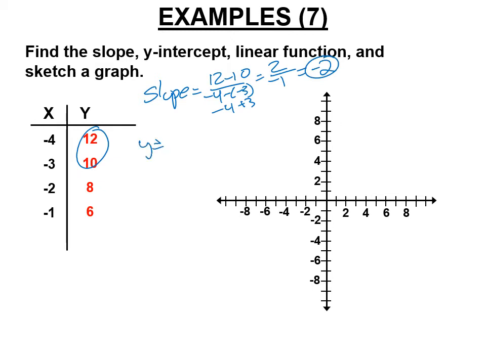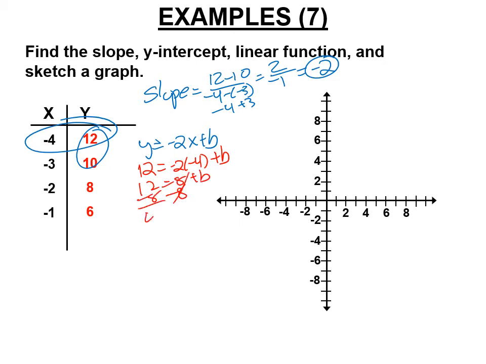We're solving y equals negative 2x plus b. We'll use the very first point. And so when y is 12, x is negative 4 there. So negative 2 times negative 4 is 8, right? So we have to subtract 8 from both sides. And we get 4 equals b. So the y-intercept is 0, 4. The slope is negative 2, down 2 and over 1.